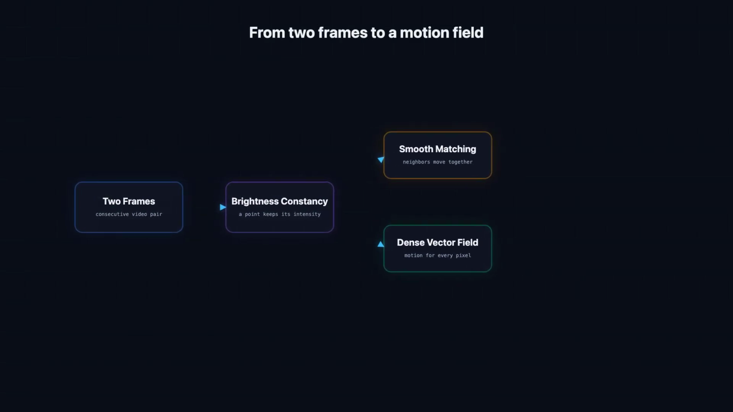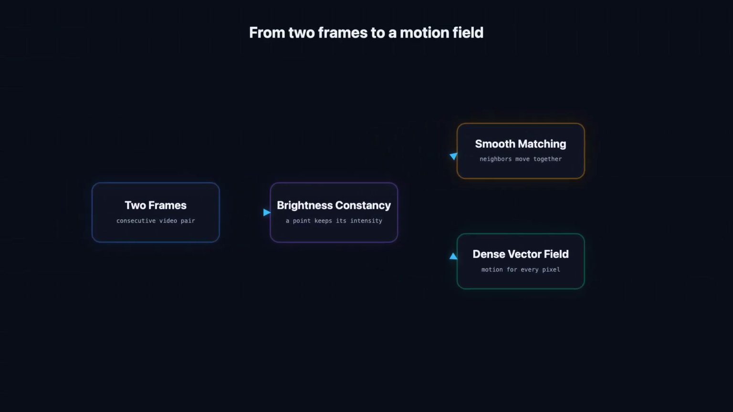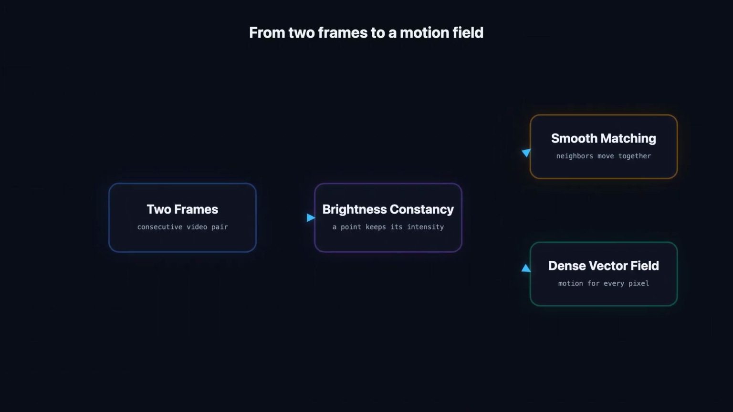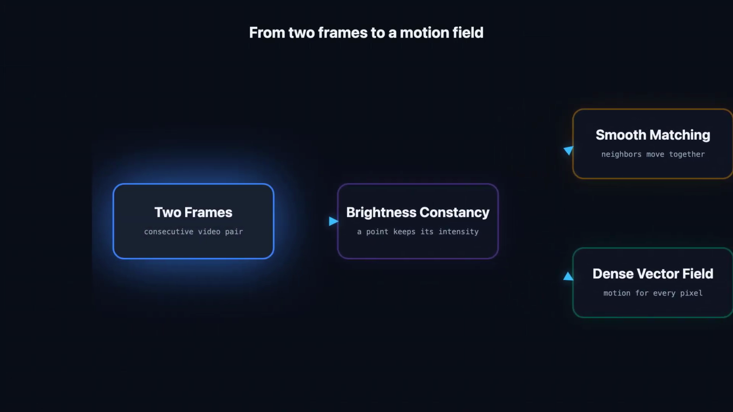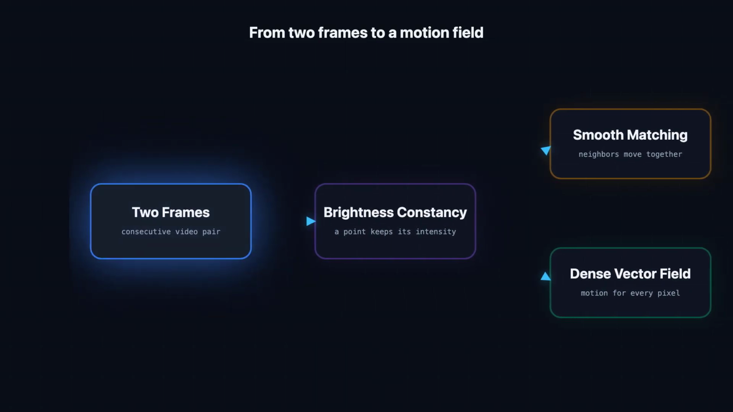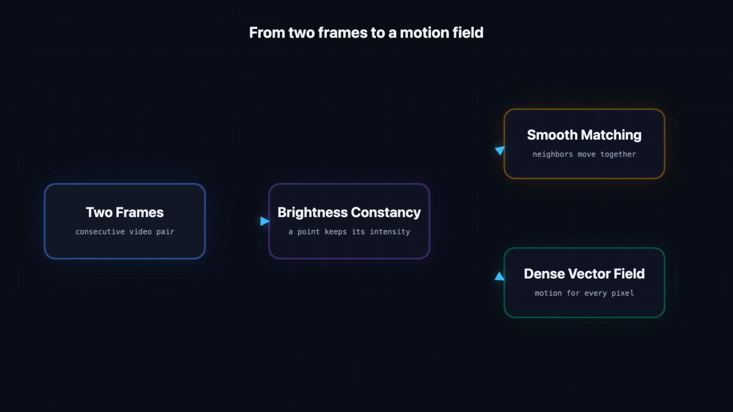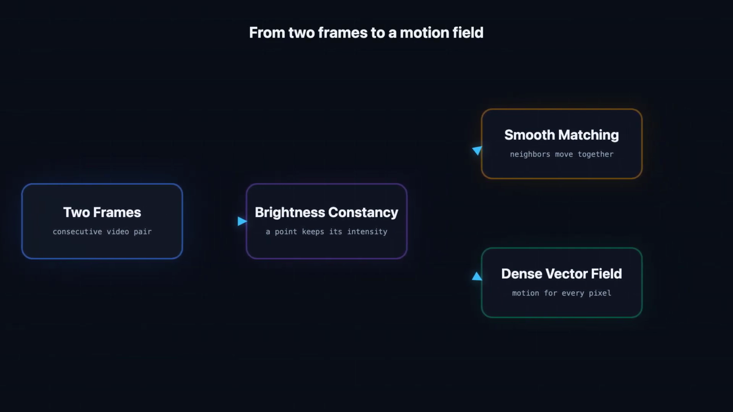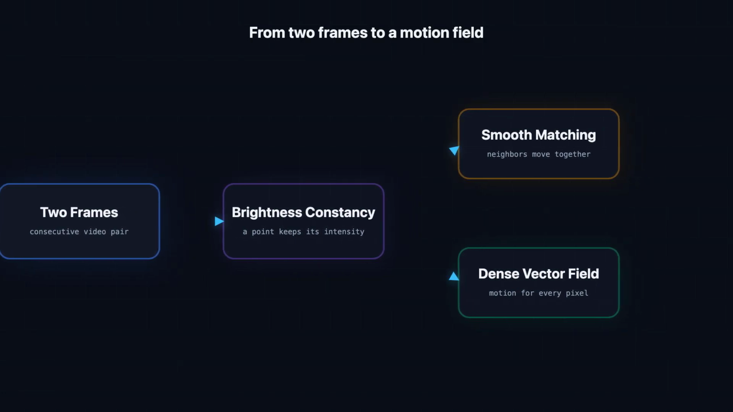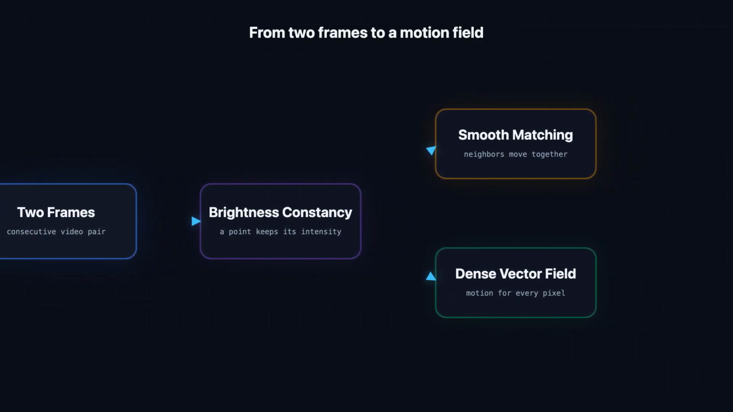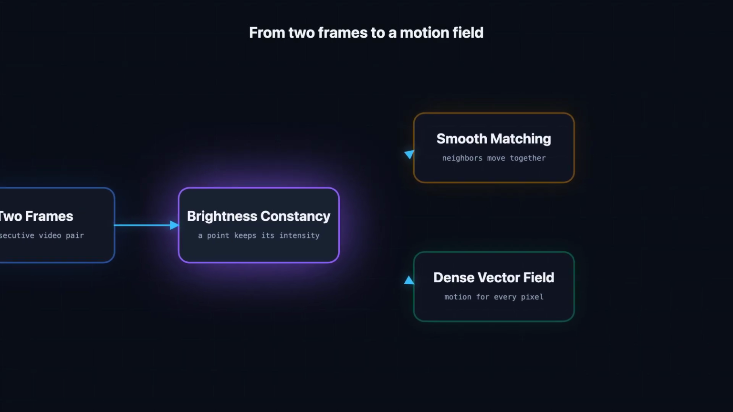To understand where those vectors come from, let's trace the estimation through the classic pipeline. It starts with a pair of consecutive frames from the video. That pair is the whole input, nothing more. The question the method has to answer is simply where each point in the first frame ended up in the second one. The core assumption comes next.